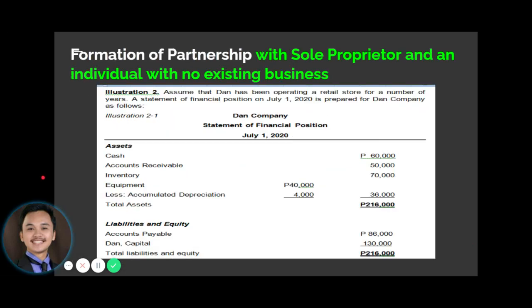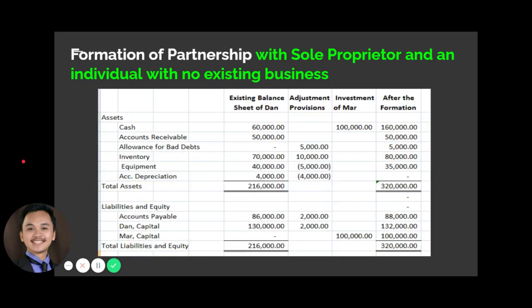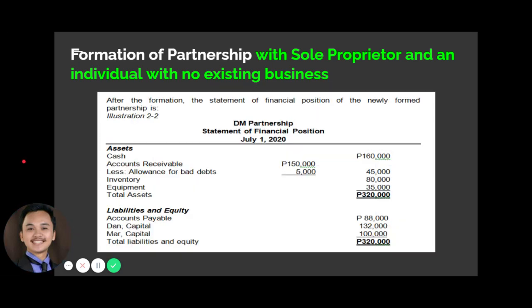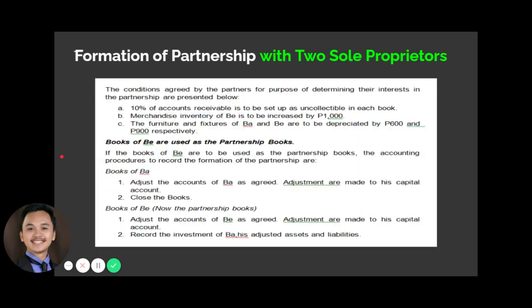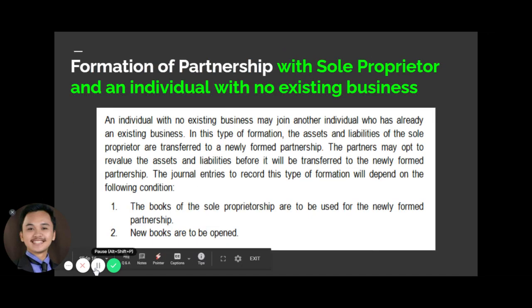Okay, let's proceed to the next one, which is formation of a partnership with an existing business. The second way of forming a partnership is the formation of a partnership with a sole proprietor and an individual with no existing business. Pasabot, ang isa ka partner anay business daan and ang isa ka partner is without existing business. So an individual with no existing business may join another individual who already has an existing business.